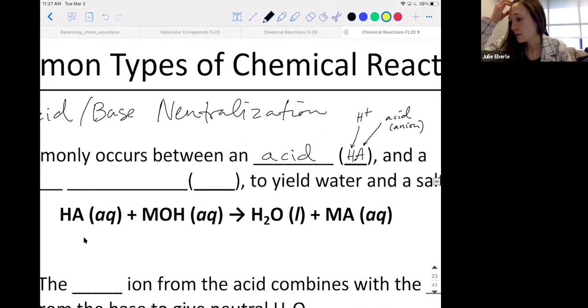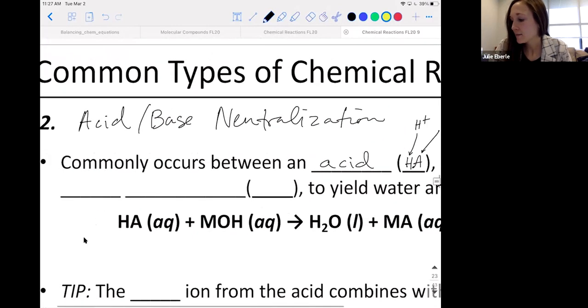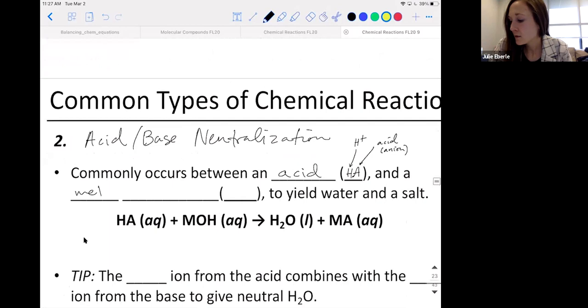So it commonly occurs between an acid and a metal hydroxide. I'm going to abbreviate this M for metal, and then we know hydroxide is OH minus, so MOH. This will yield water and a salt. Those will be the two products you get in an acid-base reaction.